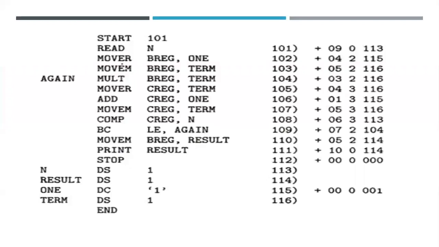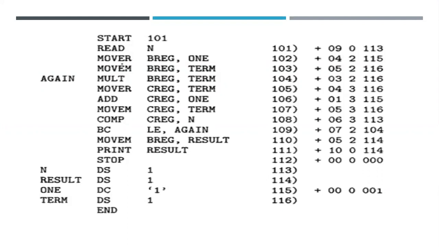This is the only one slide that I am going to explain in this lecture. So let us see the assembly language program first. Start 101. It is the statement which gives the starting address for the execution of this program. The first line is read n. So n is a symbol which is read by the read statement.